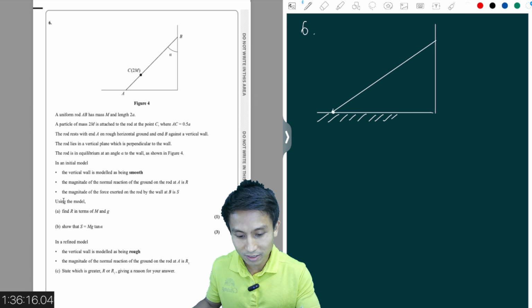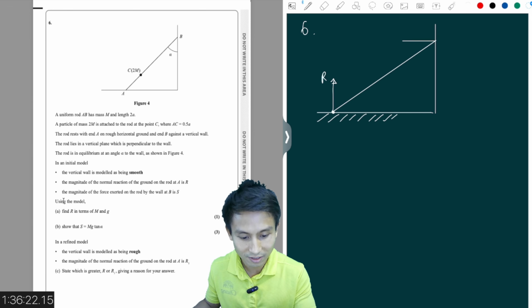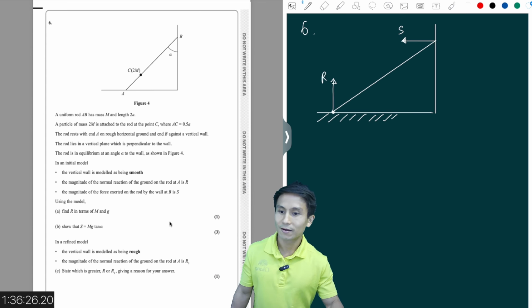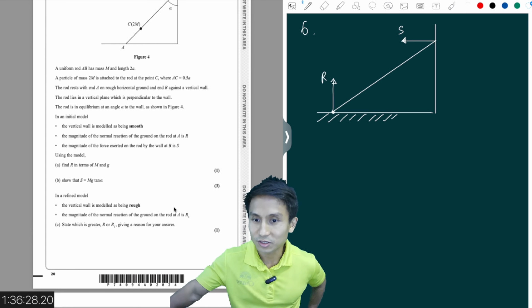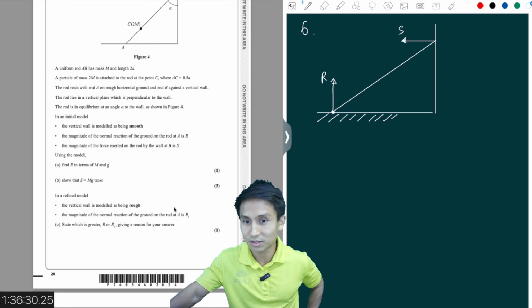We are told that the reaction at the ground is R and the reaction at the wall is S. Find R in terms of M and G. So the normal reaction should be perpendicular.